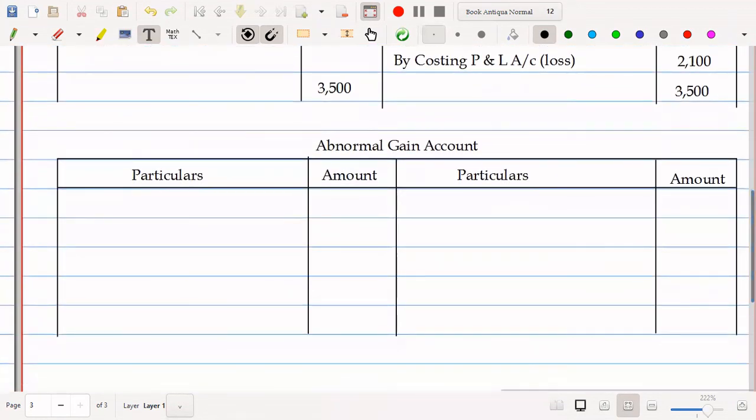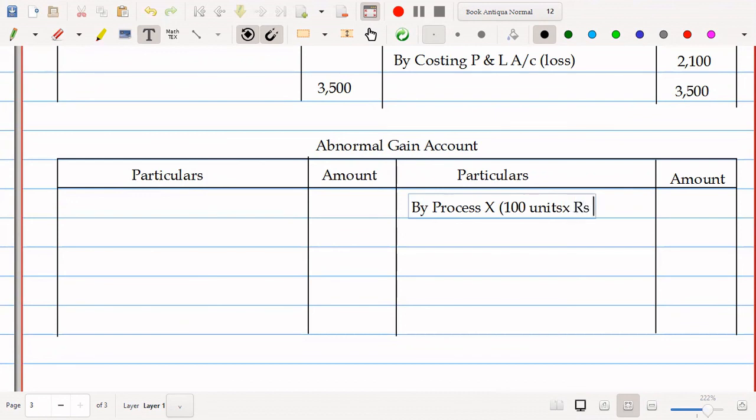Let us see the gain. There is a gain of units in process X. So abnormal gain is debited in the process X account. Now in the abnormal gain account, we have to credit it by process X. 1,000 units into rupees 3. So its value was rupees 3, that is 3,000.